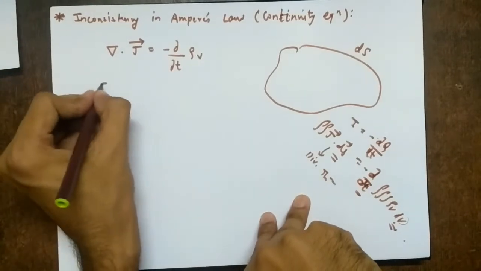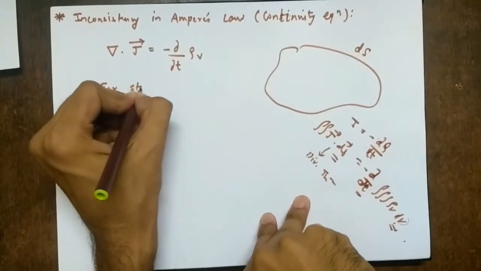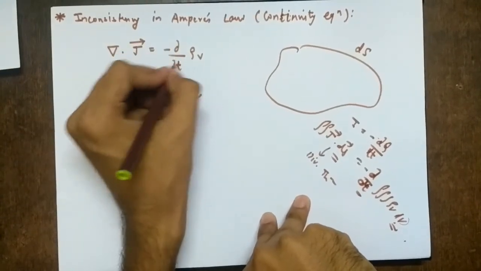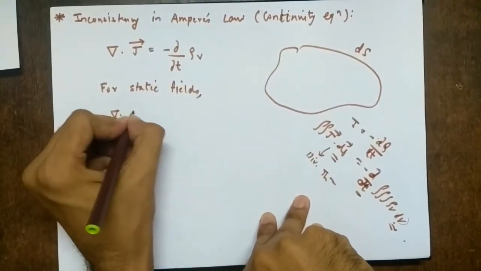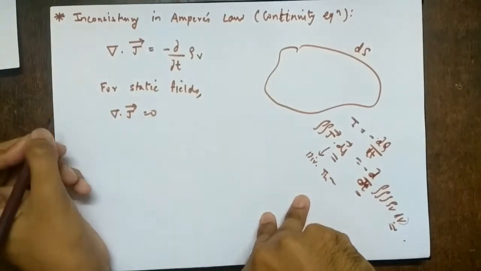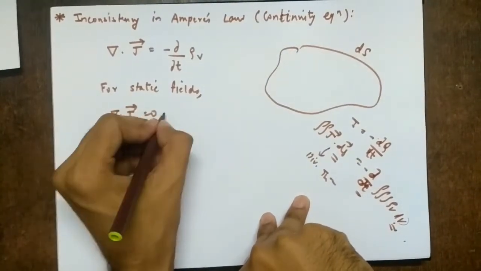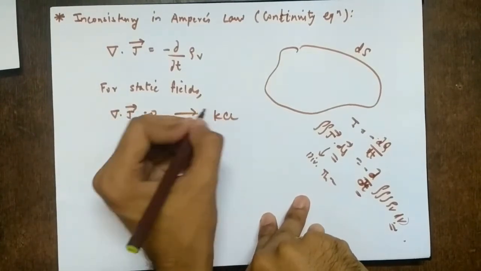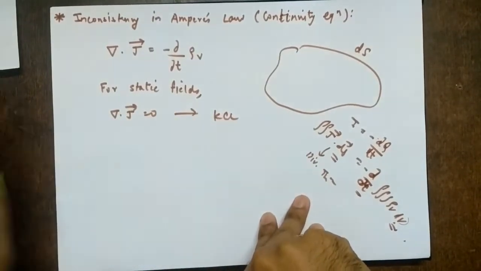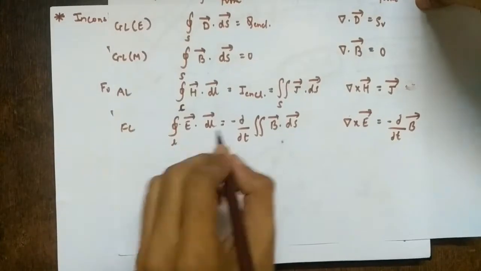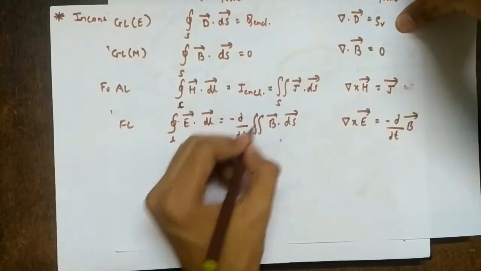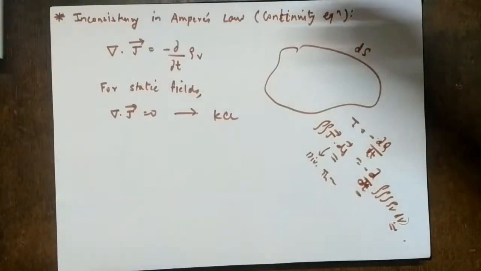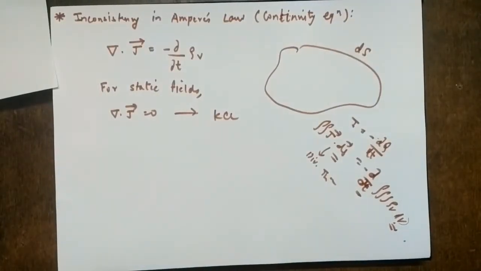Then we said, for static fields, it is not dependent on time, so del dot J vector equal to 0. This is nothing but the KCL equation: divergence of current density is 0 indicates KCL. Similarly, Faraday's law in static form obviously indicates KVL. So this is what we discussed yesterday.